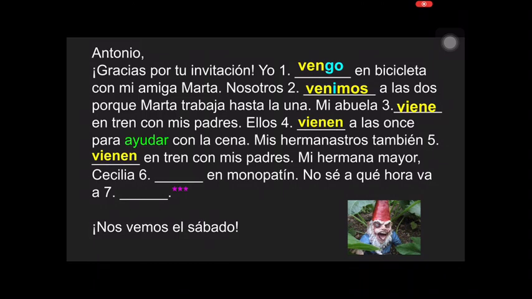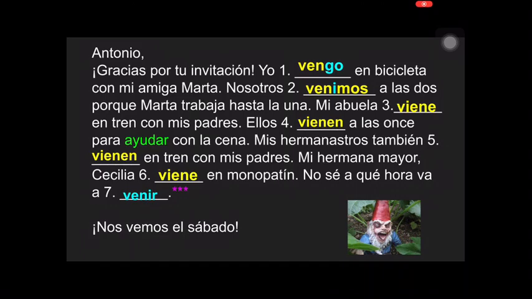Mi hermana mayor, my older sister, Cecilia, viene en monopatín. She's coming on skateboard. And the last one's kind of tricky. We're saying, no sé a qué hora va a venir. I don't know at what time we're coming. Because the verb is already conjugated, it was alright to leave the verb venir in the infinitive. And then they say, nos vemos el sábado. See you Saturday. There you go.